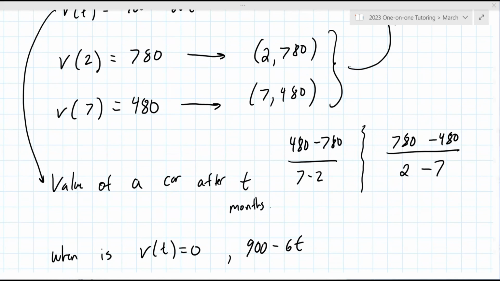Zero equals 900 minus 15t. What did you come up with? 150 months. Now, from what you know about cars, I don't even know if you can get a car for $900 right now, but does it sound reasonable that a car could go to 0 value? No, typically it doesn't.